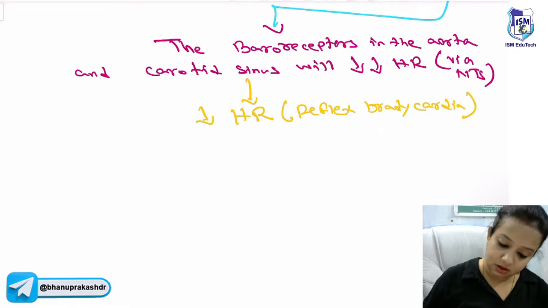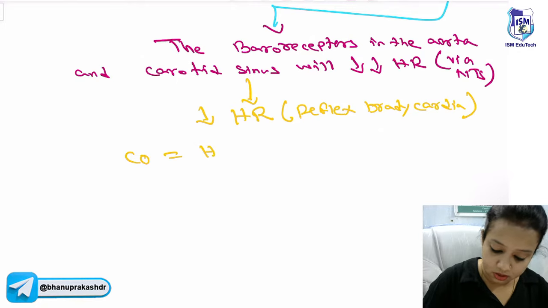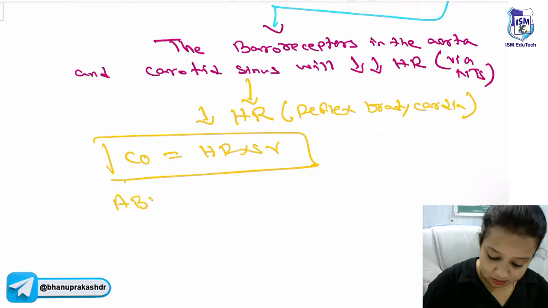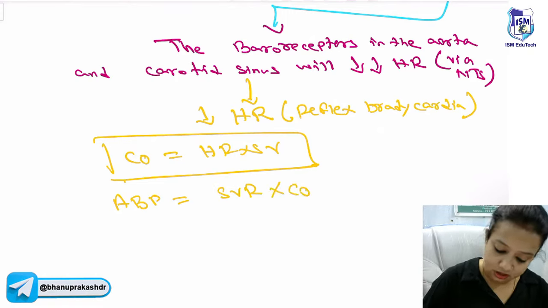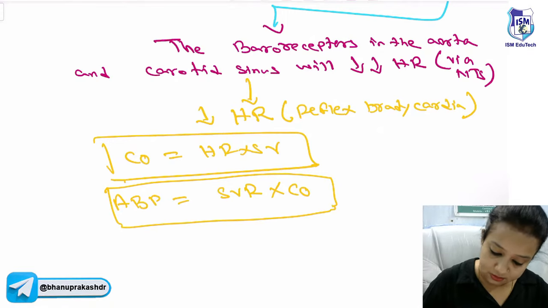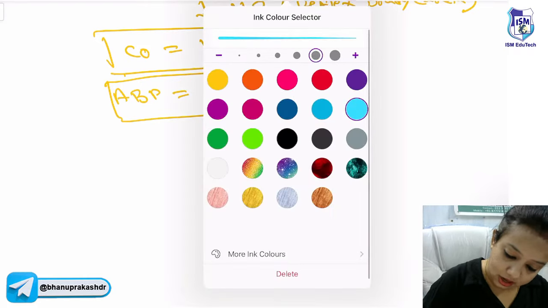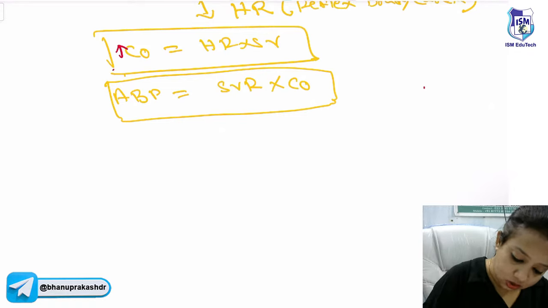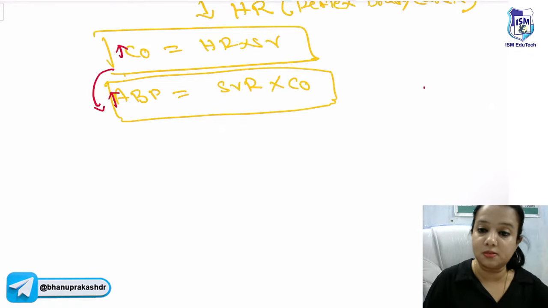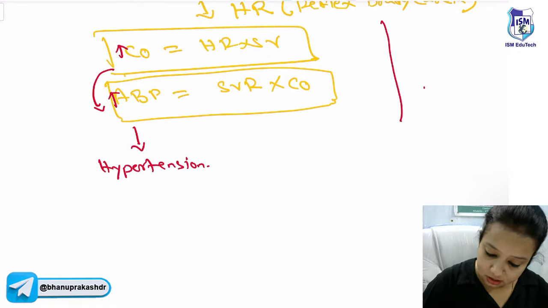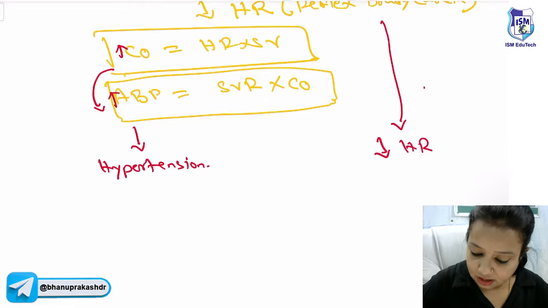and it will cause a decrease in the heart rate, which is called reflex bradycardia. Now, we know that cardiac output is a product of heart rate and stroke volume, right? And arterial blood pressure is a product of systemic vascular resistance and cardiac output. So, we have seen here that due to the reflex, the cardiac output has gone up. So, this will induce an increase in the arterial blood pressure, which is the hypertension. And the reflex bradycardia will cause a decrease in the heart rate.